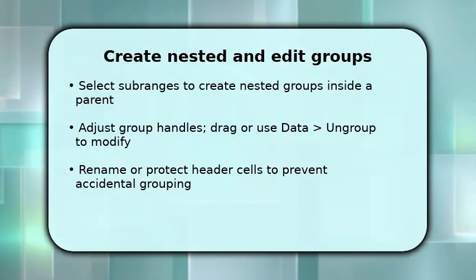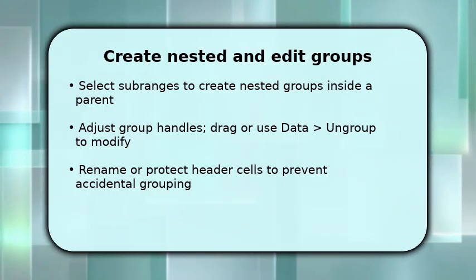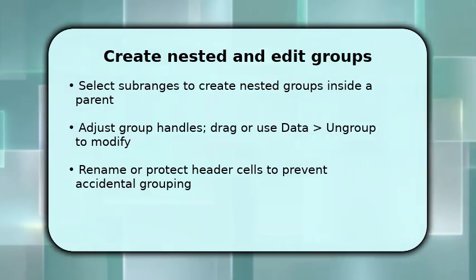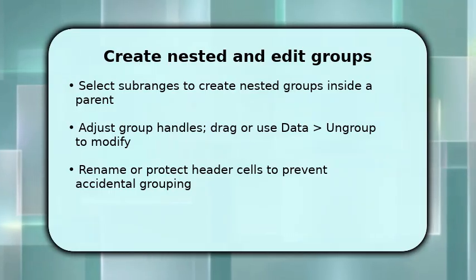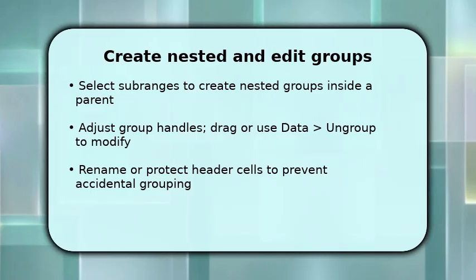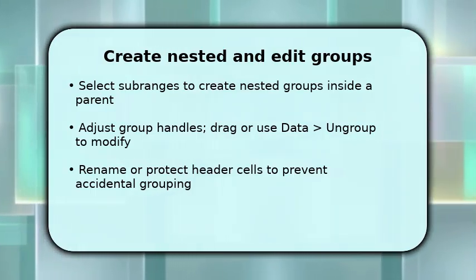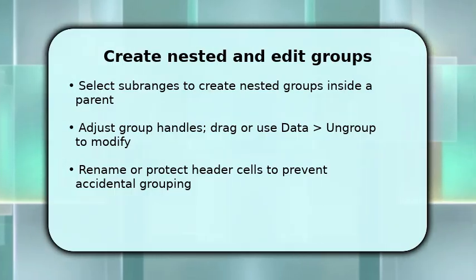Use the small outline buttons to test collapsing, and if you need to modify a range, use Data Ungroup and then regroup the corrected area. Make sure to protect or freeze header rows so you don't group them. This preserves context when collapsing and avoids breaking formulas that reference those header cells.